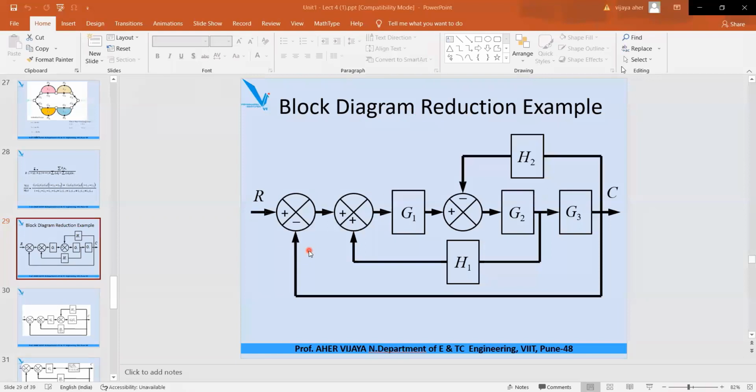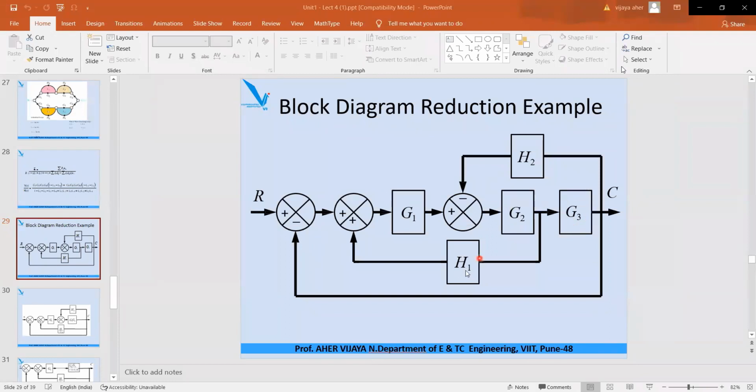Observe the block diagram carefully. R(s) is the input and Y(s) is the output. This is the first summing point, then the second summing point. Then this block is a process with transfer function G1. This is again a summing point. This is the block of the process with transfer function G2. Now this is the block of the process with transfer function G3.